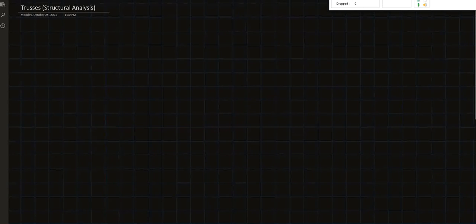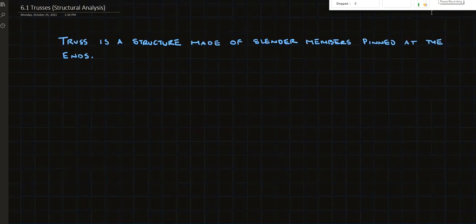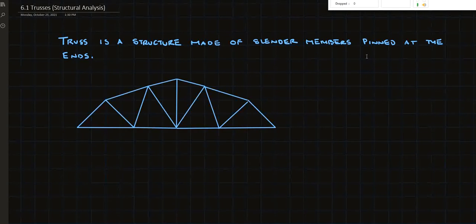All right, we're going to start chapter 6, and we're going to talk about trusses. A truss is a structure made of slender members pinned at the ends of the members. The loading also occurs at these pinned locations. Here, I've sketched a truss, so each of these members is pinned at the end to the other members.